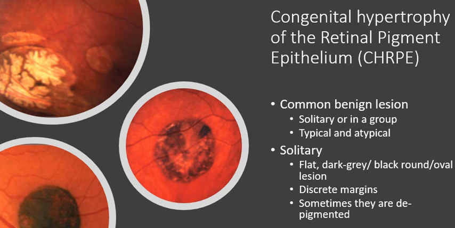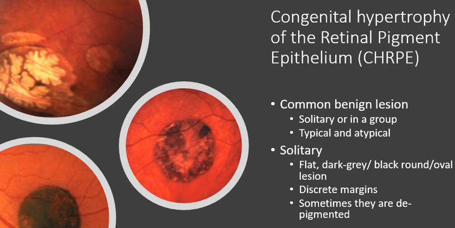The next lesion that I'll tell you about is what we call a CHRPE. Now, CHRPE stands for congenital hypertrophy of the retinal pigment epithelium, so CHRPE for short. And these are a very common benign lesion as opposed to a choroidal melanoma. And so they look quite similar, but these are found in the retinal pigment epithelium as opposed to the choroid. And they don't tend to spread or metastasize.